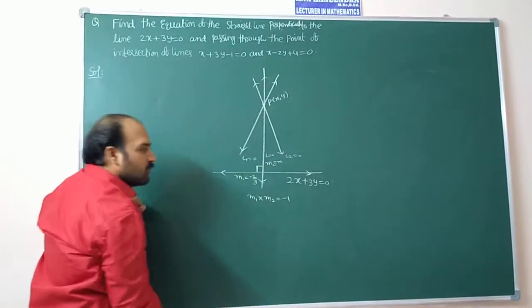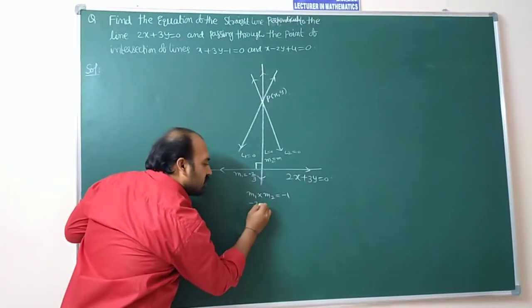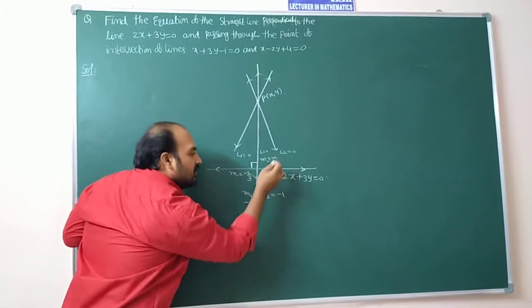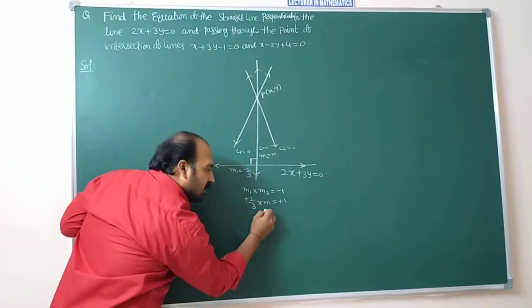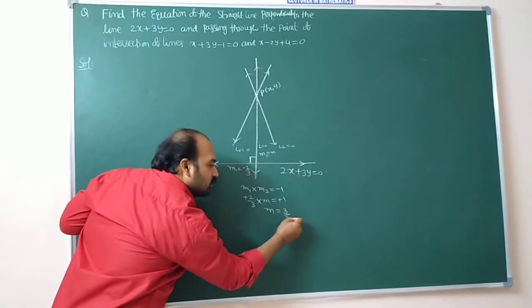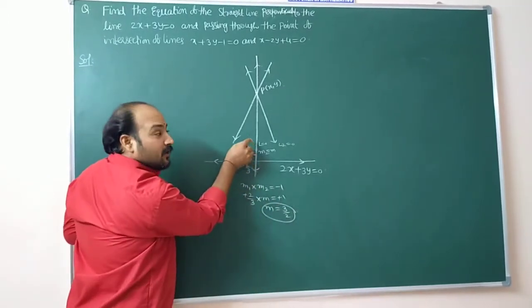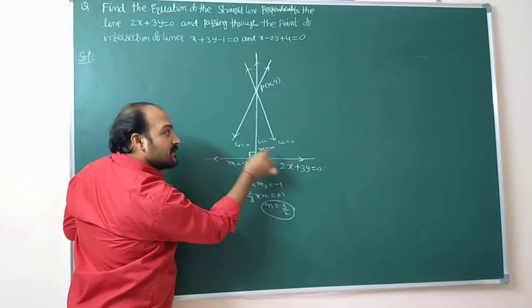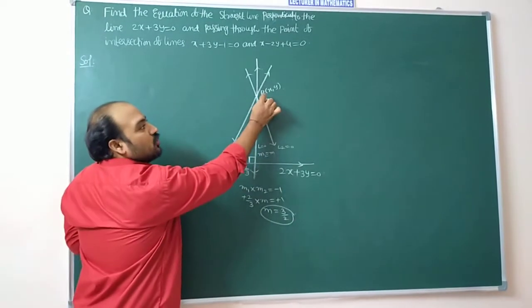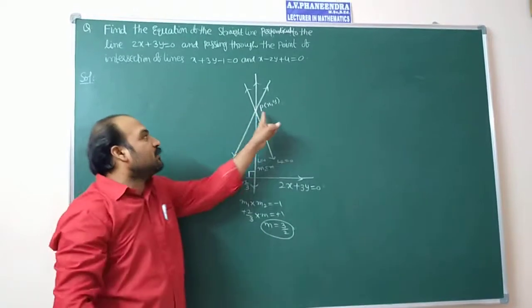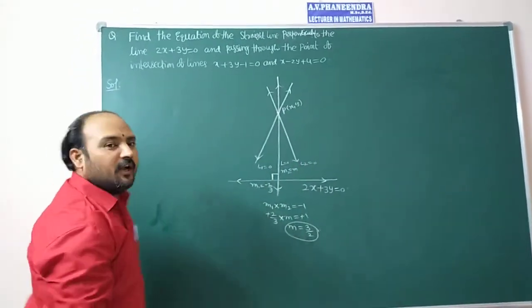This is m2. So m1 value is minus 2 by 3 into m2 value, which is m, is equal to minus 1. Both sides minus signs get cancelled. m is equal to 3 by 2. So the line L equal to 0, which is perpendicular to this line, has slope 3 by 2 and passes through the point of intersection of these lines. This point of intersection we are going to calculate now.